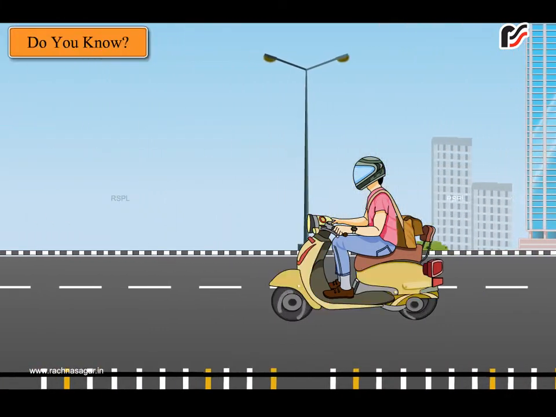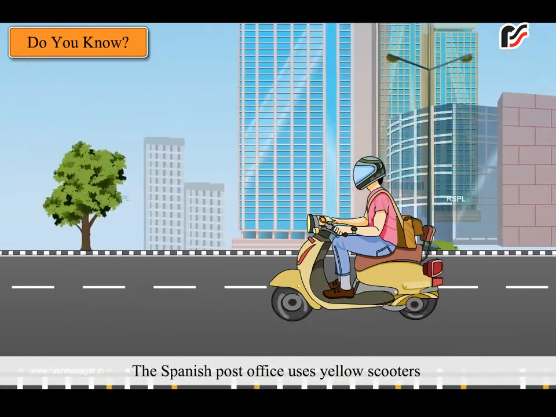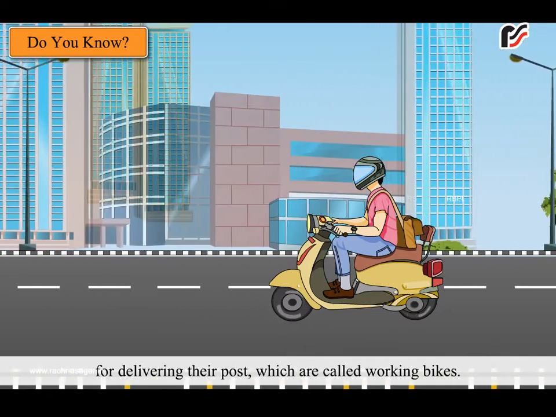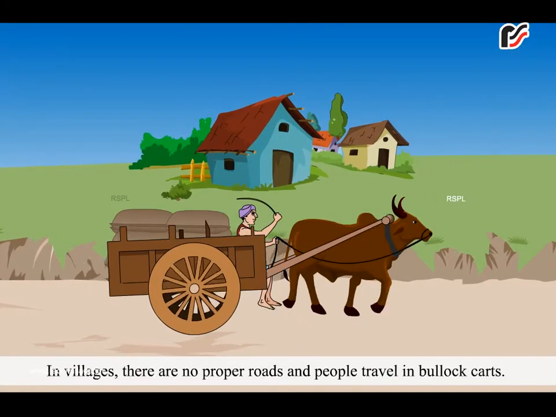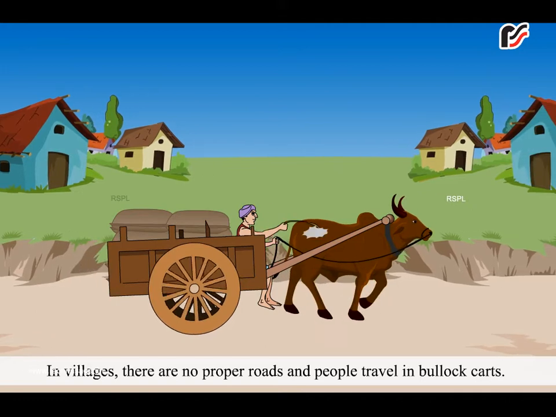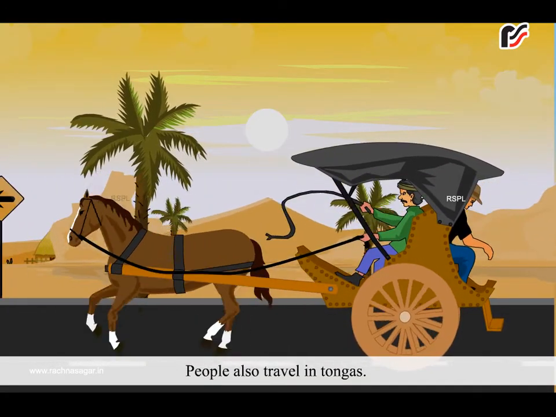Do you know? The Spanish post office uses yellow scooters for delivering their post, which are called working bikes. In villages, there are no proper roads and people travel in bullock carts. People also travel in tongas.